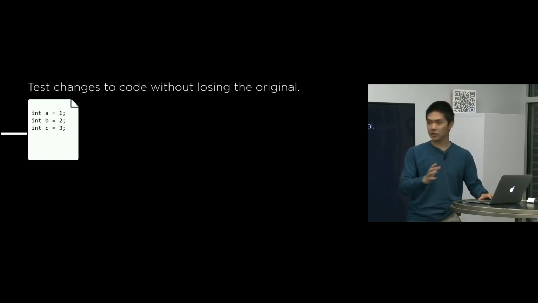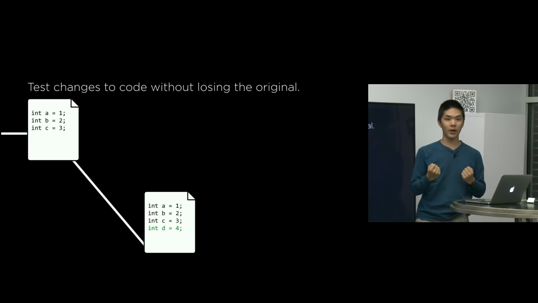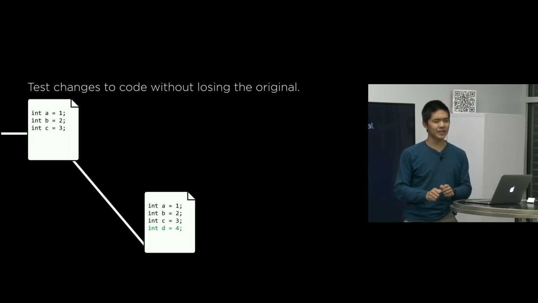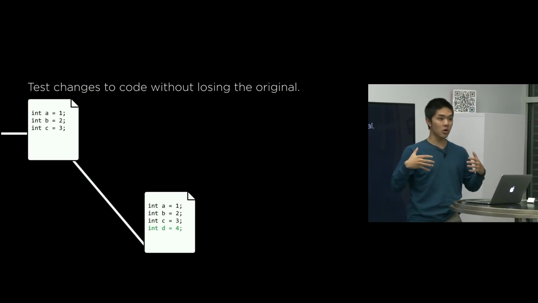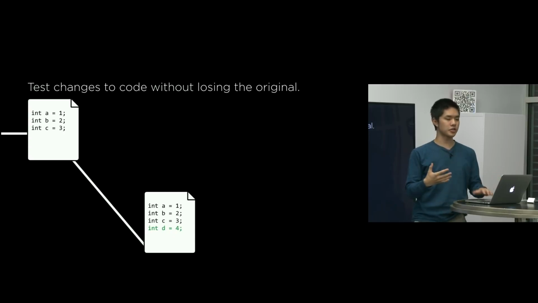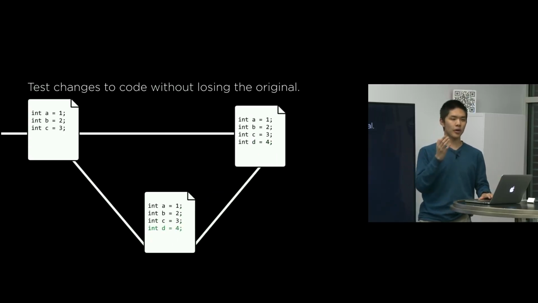So Git makes it very easy to save an original version of your code, test out new changes that you might want to add, and only when you're sure that you like these changes, that they work, that you want to, what's called merge them back in, can you merge them back with the original file that you were working on in the first place.